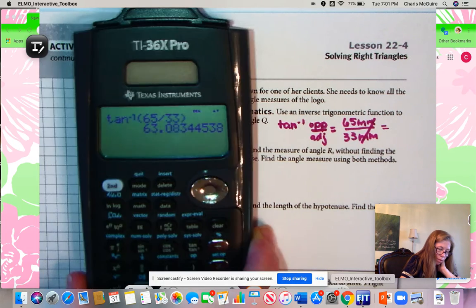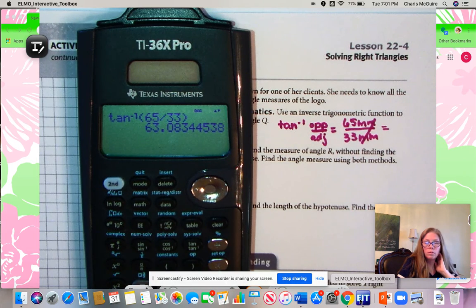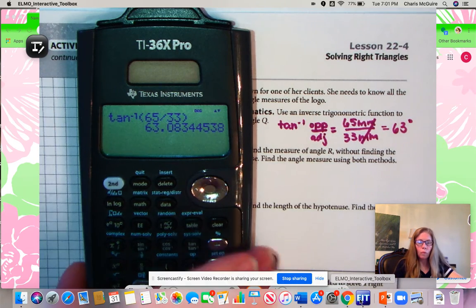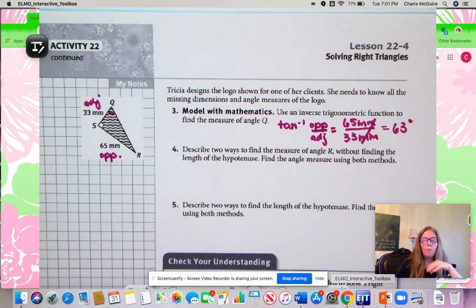Let's just round it up to the nearest angle, right? So the nearest angle measurement would just be 63 degrees. All right, and then number 4, it says describe 2 ways to find the measure of angle R without finding the length of the hypotenuse.